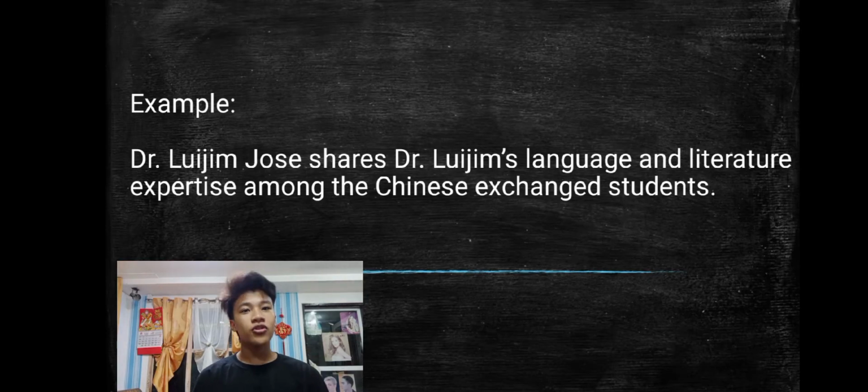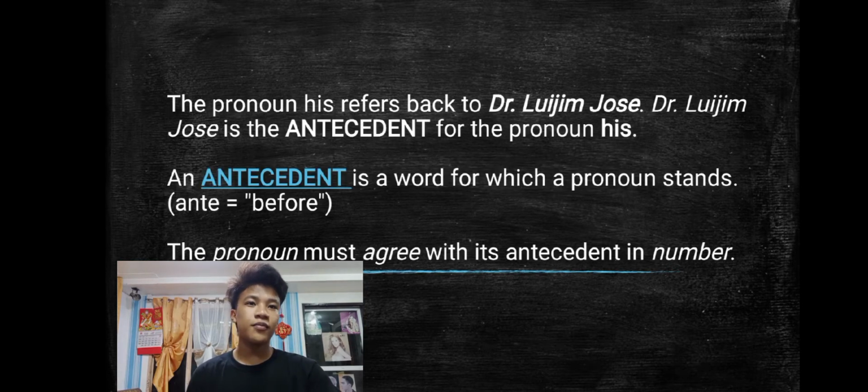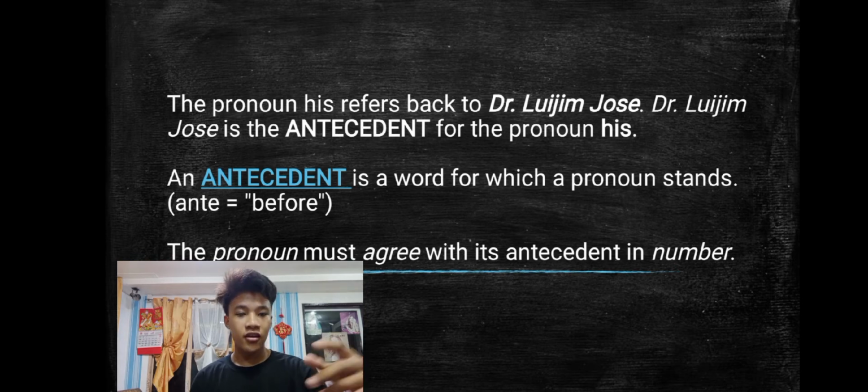For example: Dr. Lee Jim shares his language and literature exercises among the Chinese and enhanced students. The pronoun refers back to Dr. Lee Jim, and Dr. Lee Jim is the antecedent for the pronoun he or his. Then what is an antecedent? An antecedent is a word for which a pronoun stands. Ante means before. And the pronoun must agree with its antecedent in number.